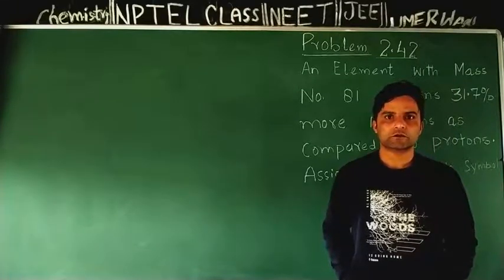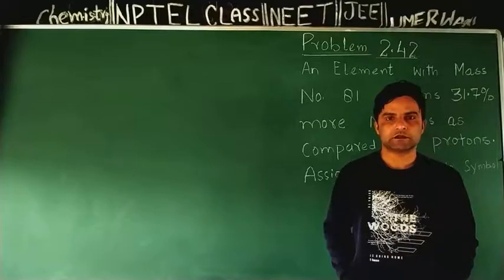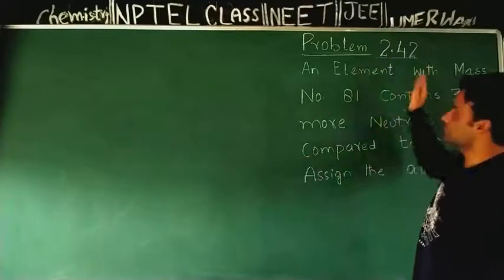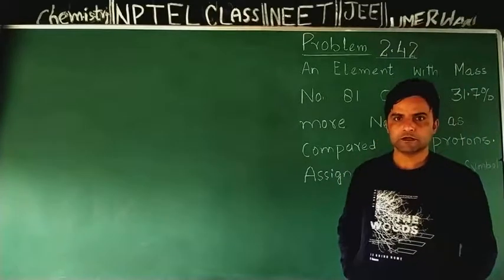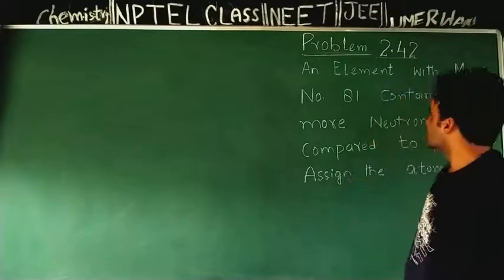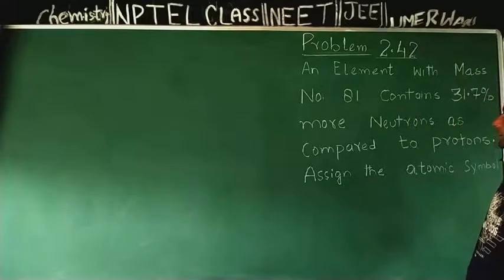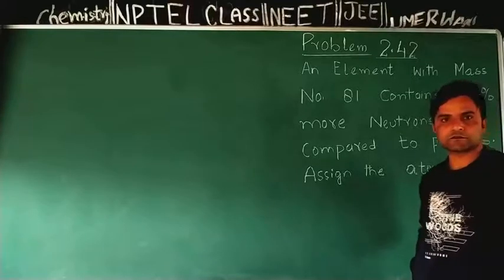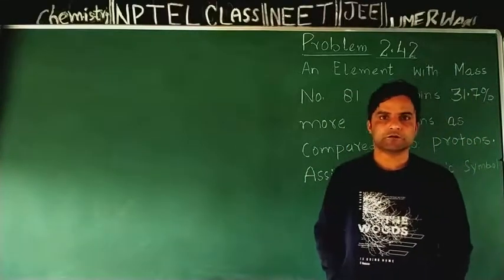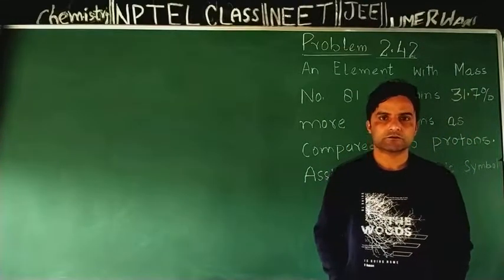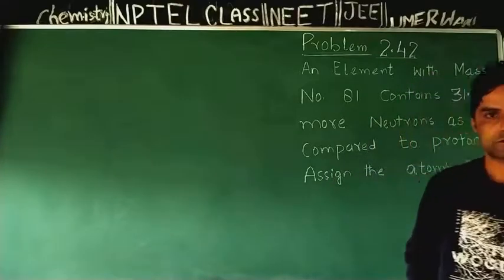Today I am here to solve chemistry class 11th NCERT problem 2.42 from unit 2nd, that is structure of atom. Let me read the problem. An element with mass number 81 contains 31.7% more neutrons as compared to protons. Assign the atomic symbol. The problem is based on the concept of Rutherford's model of atom.